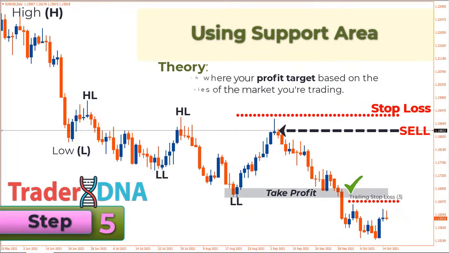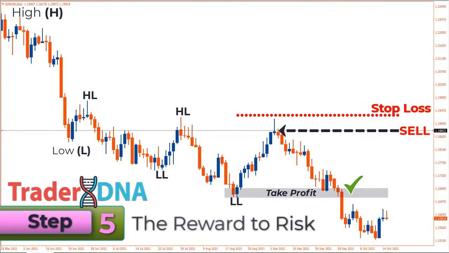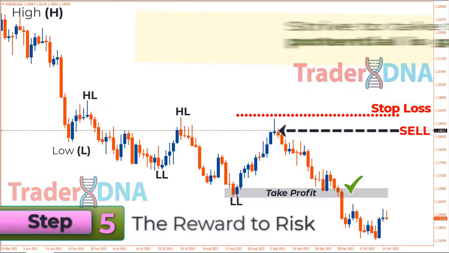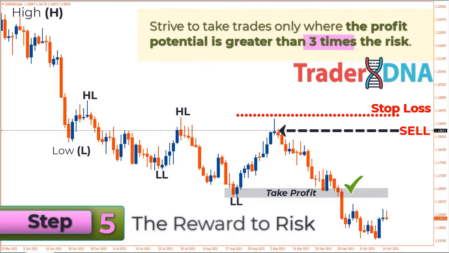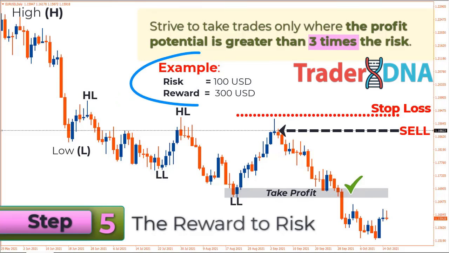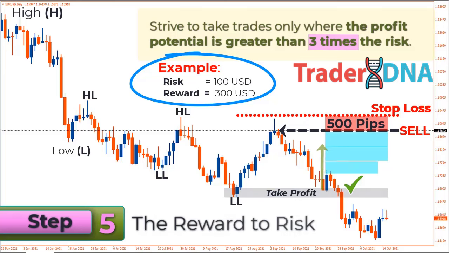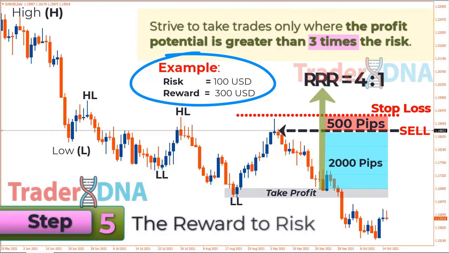Step 5. The reward to risk. Strive to take trades only where the profit potential is greater than 3 times the risk. For example, losing $100 if the price reaches your stop loss means you should be making $300 or more if the target price is reached. In this example, the risk is around 500 pips, but the profit potential is 2,000 pips. That's a reward to risk ratio of 4 to 1, or 2,000 to 500.